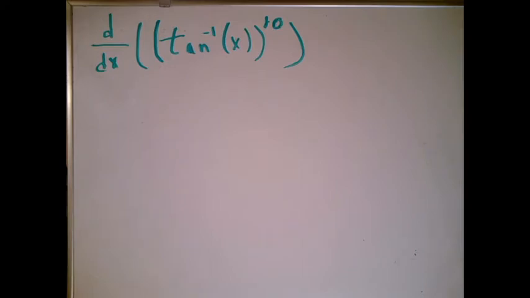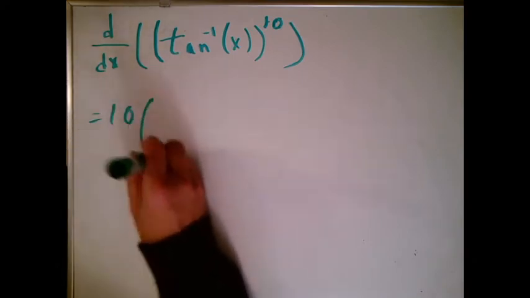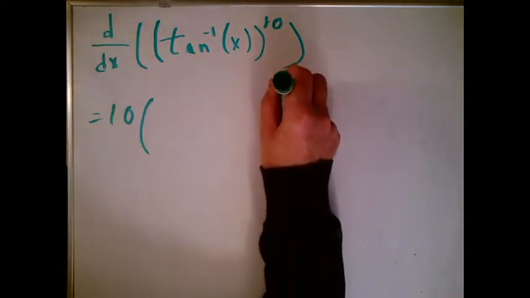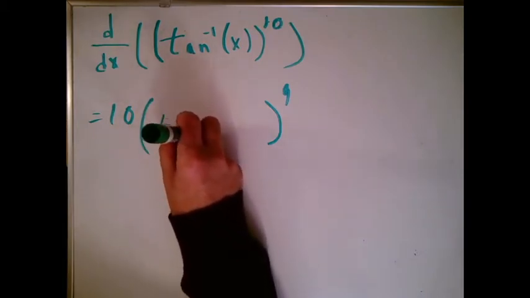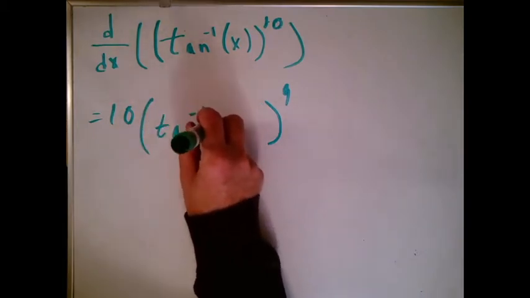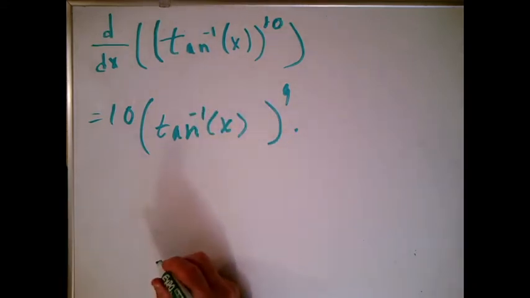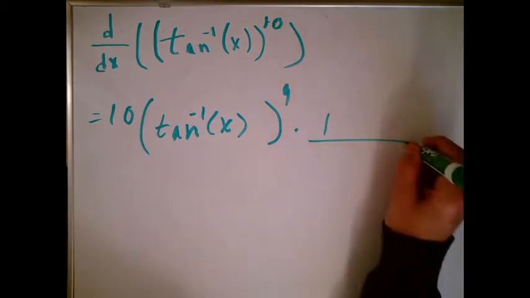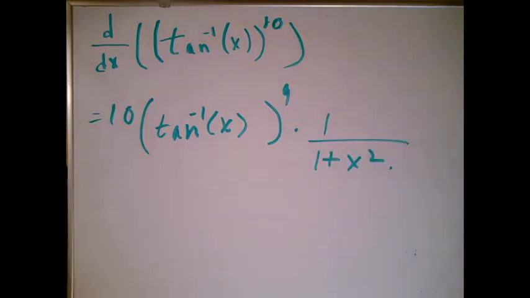It means the inverse function of tangent. Meanwhile, if I want to take the derivative, I do see blob to the 10th. So what I'm going to do is say, okay, the derivative of blob to the 10th is 10 times blob to the 9th. Remember, blob is unchanged here. This is just still inverse tangent, like that. And now I need to multiply by the derivative of the blob, which we just got. That's 1 over 1 plus x squared. And that's the derivative of arctangent to the 10th.